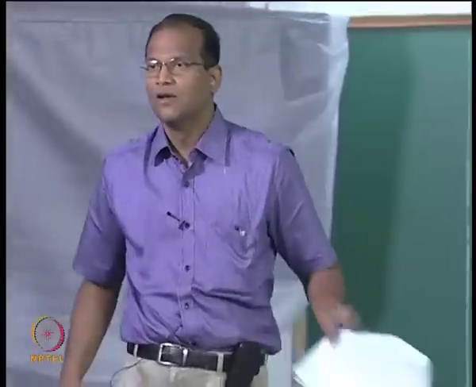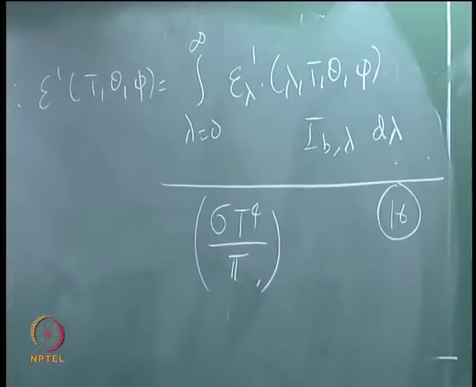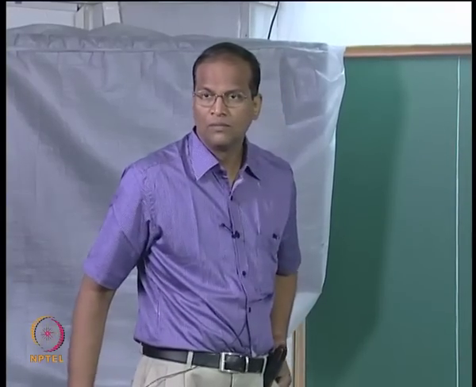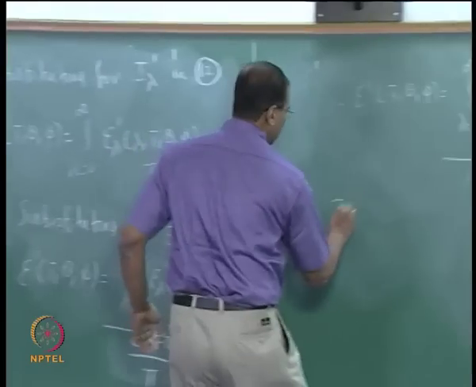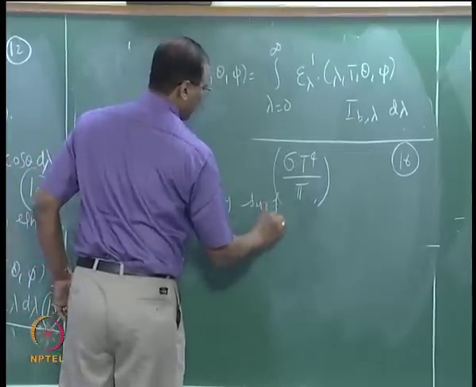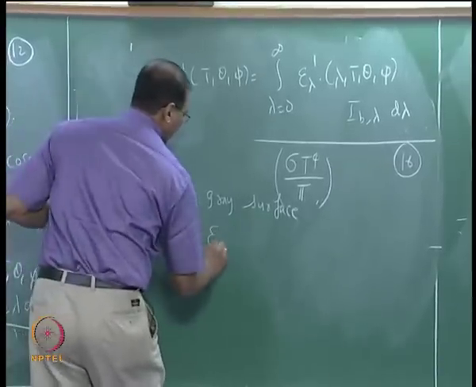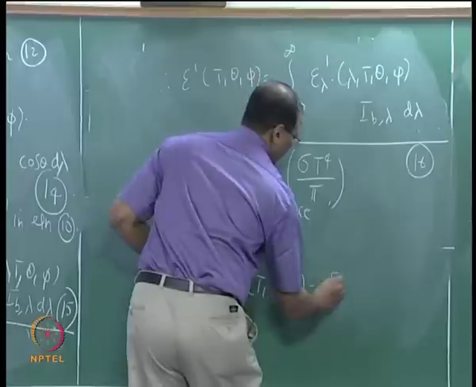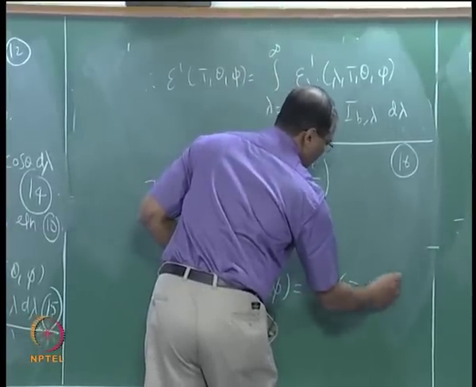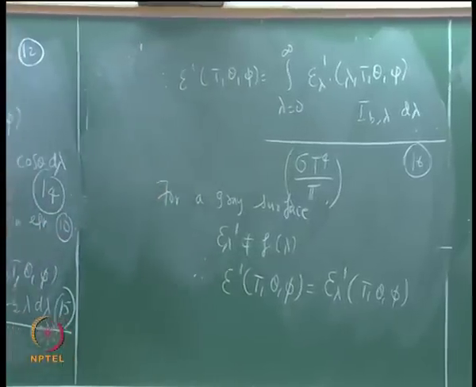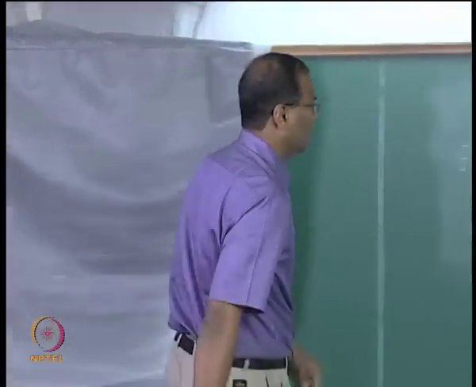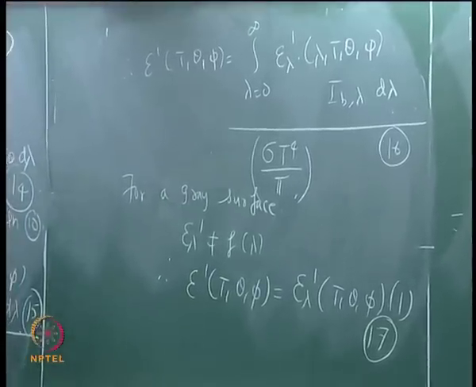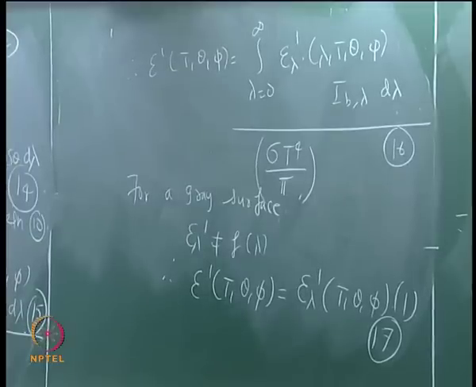Please check me. Please check and tell me whether it's okay or we made any mistake. Now, the acid test is what happens if it is a gray surface. If for a gray surface, so what is integral lambda is equal to 0 to infinity I b lambda? Sigma T to the power of 4 by pi, ok. So it will be into 1.